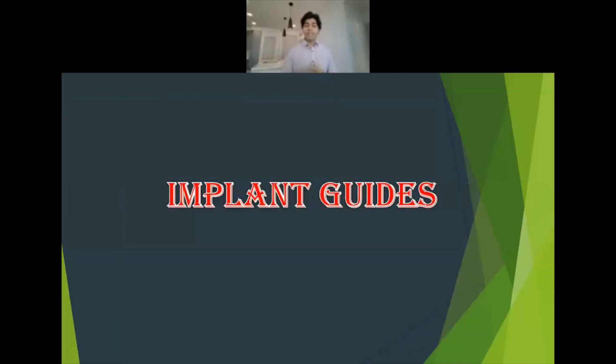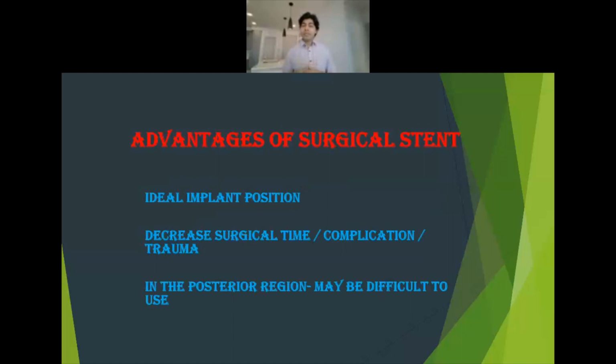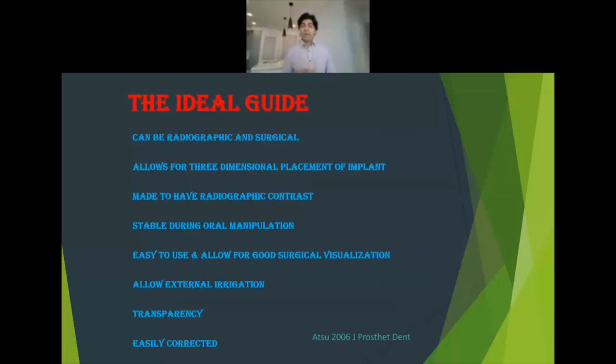Let's see the implant guides or stents. The advantages of stents are that they help in the ideal position of the implant. They also decrease the surgical time, complications, and trauma involved with surgical placement. The characteristics of an ideal guide or stent: it can be a radiographic or surgical guide. It allows three-dimensional placement of the implant, has radiographic contrast, and should be stable during oral manipulation. It should be easy to use, allow good surgical visualization, allow external irrigation, be transparent, and be easily corrected.